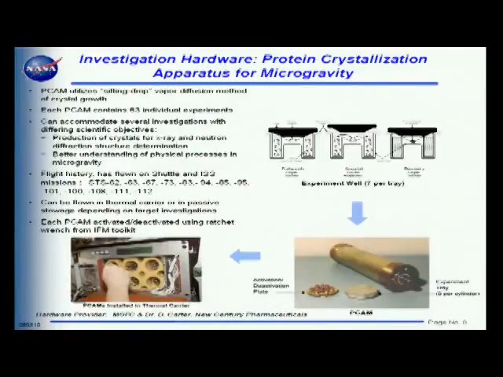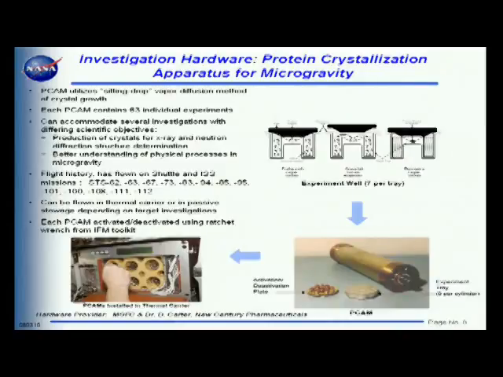Okay, here's a few examples of some protein crystal growth hardware that is a candidate possibly to be reinstated, so to speak. The first one is the protein crystallization apparatus for microgravity. This is a sitting drop vapor diffusion method for protein crystal growth. These have flown several times on shuttle, I think on Mir, and possibly on space station.